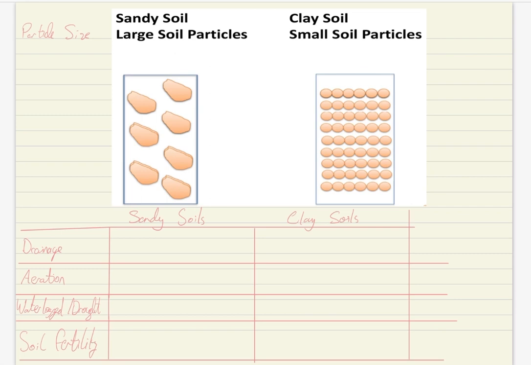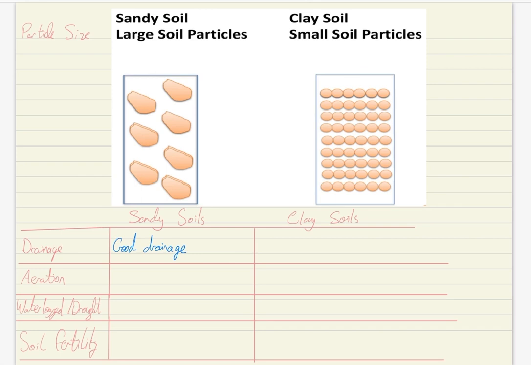Okay, so in this table we're going to look at the differences between our sandy soils and clay soils in regards to drainage, aeration, waterlogging or droughting, and soil fertility. Okay, so with our drainage, for our sandy soils, they are going to have good drainage due to the large pore spaces and the large soil particles of a sandy soil.